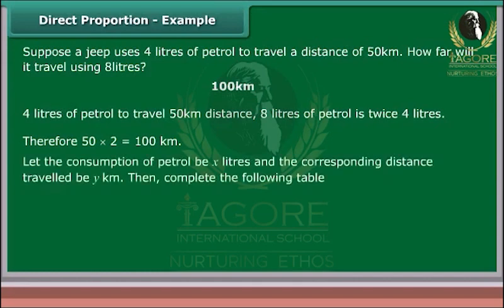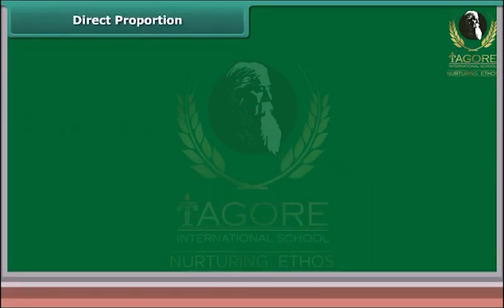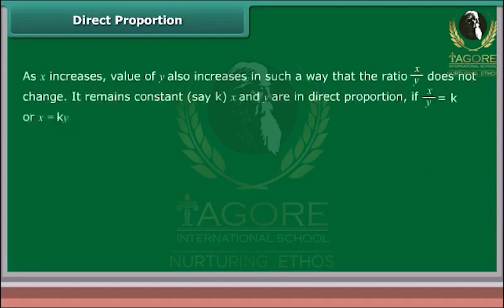Let the consumption of petrol be X liters and the corresponding distance travelled be Y kilometers. Then complete the following table. Direct proportion. As X increases, value of Y also increases in such a way that the ratio X upon Y does not change. It remains constant, say K.